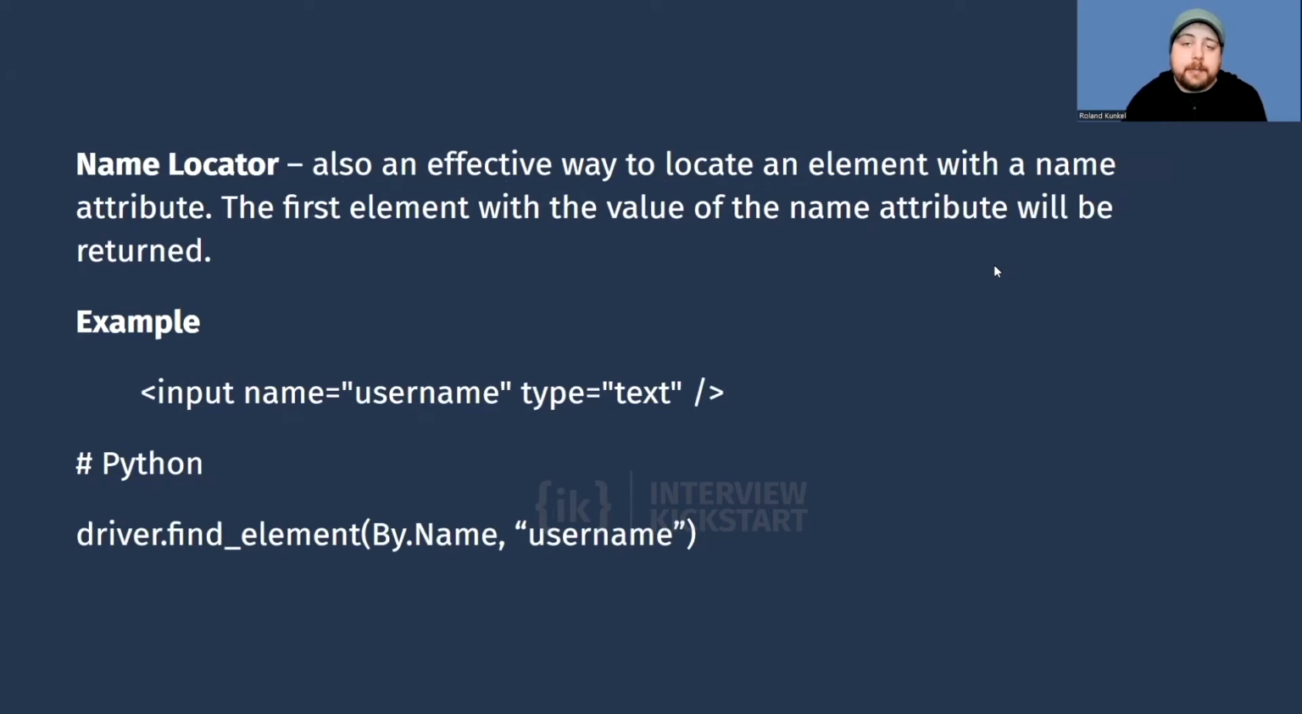Additionally, the name locator is also a popular method. There is a caveat, though, because this attribute does not need to be unique. Multiple elements can share this name attribute. The first element found matching will be returned unless you're finding multiple elements or anything like that. The default behavior for the name locator is to return the first element found matching that locator.